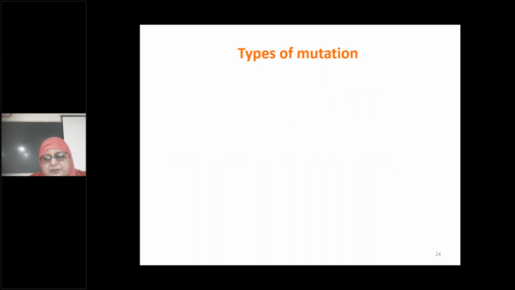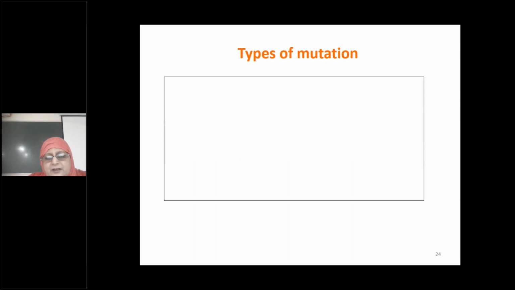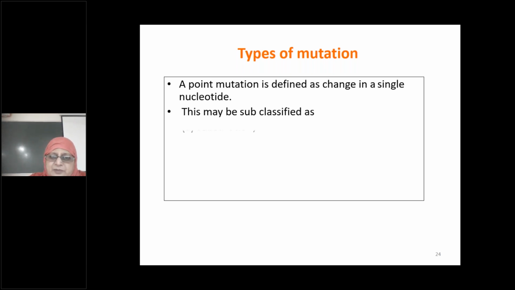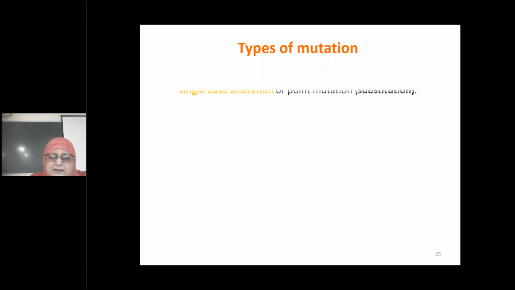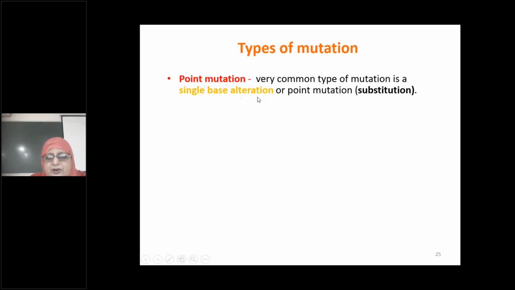Then what are the types of mutation? A point mutation is defined as a change in a single nucleotide. This change in a single nucleotide may be subclassified as substitution, deletion, and insertion. All of these changes may lead to either missense, nonsense, or frameshift effects. First we'll see what a substitution is. This is a very common type of mutation where a single base alteration will be seen, or a substitution of a single base may occur.